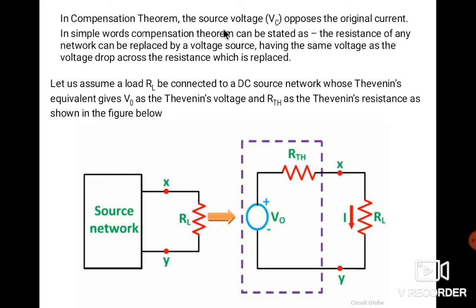So let's assume a load RL is connected in a DC network whose Thevenin equivalent gives the voltage V0 as the Thevenin voltage and RTH as the Thevenin resistance, as shown in the figure. This is the RTH and this is the VOC, or you can say VTH, connected in the network with the load RL.